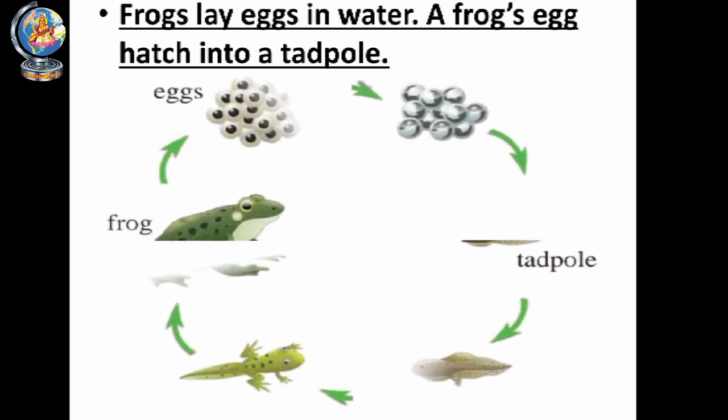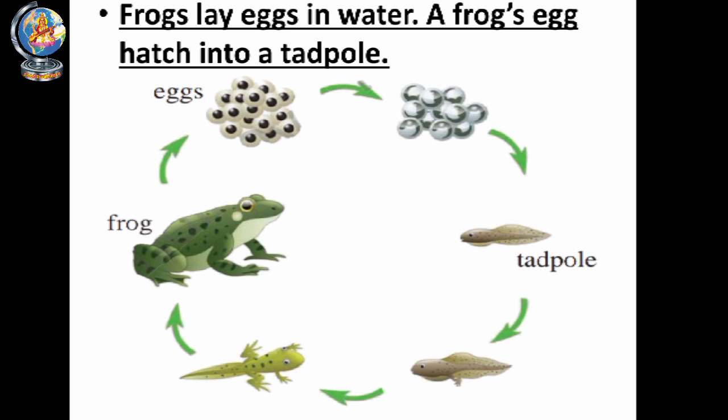Frogs lay eggs in water. A frog's egg hatches into tadpoles. We have seen the whole life cycle of the frog: in the beginning they lay eggs in water, then the egg grows in size, and then it gets converted into a tadpole with a tail. Then it increases its size, and at the fourth stage the frog's legs get developed, and at the end the tail disappears, and then the full body of a frog is developed from that tadpole, right?